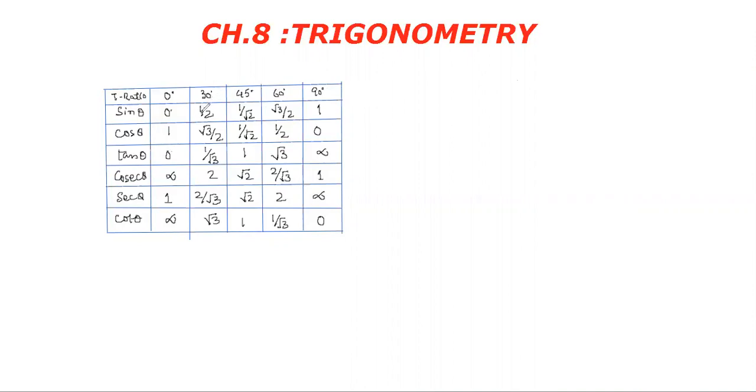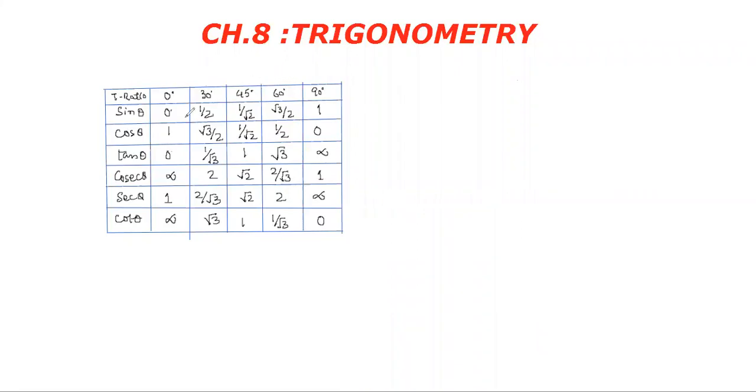Just see children, the value of sine 30 degree and the value of cos 60 degree. Whatever is the value of sine 30 degree, the same is repeated at cos 60 degree. Just see the sum of 30 and 60. These two angles are complementary to each other.